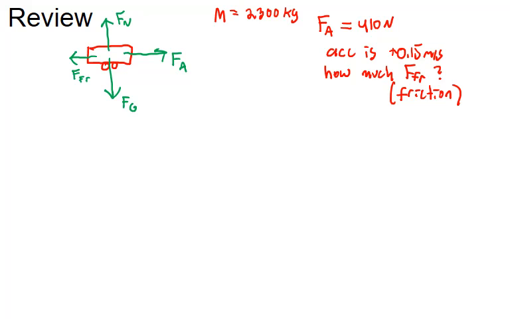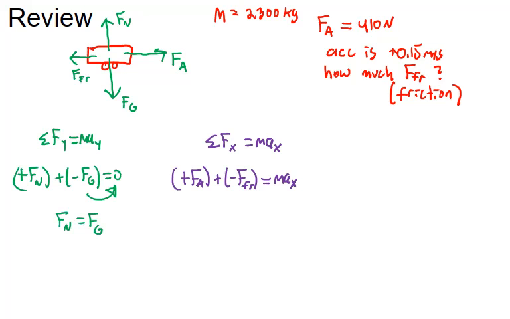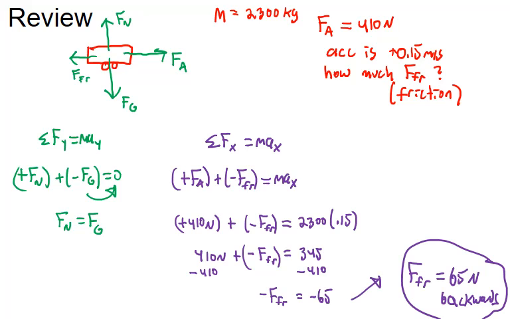Okay, so we set up our forces. Positive force applied plus negative force of friction equals ma. And we should get 65 newtons backwards will be the force of friction.